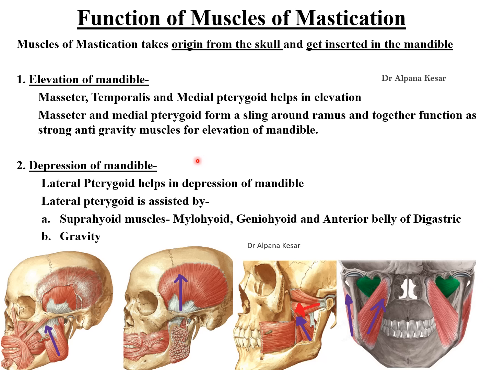Depression of mandible. Lateral pterygoid muscle helps in depression of mandible. This is the only muscle of mastication that helps in depression of mandible. Depression of mandible is assisted by suprahyoid muscles, that is mylohyoid, geniohyoid, and anterior belly of digastric. Depression of mandible is also assisted by gravity.